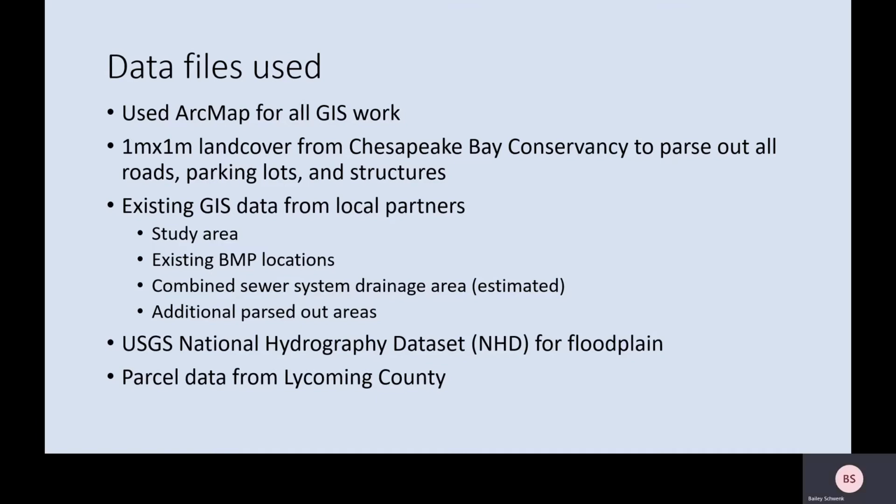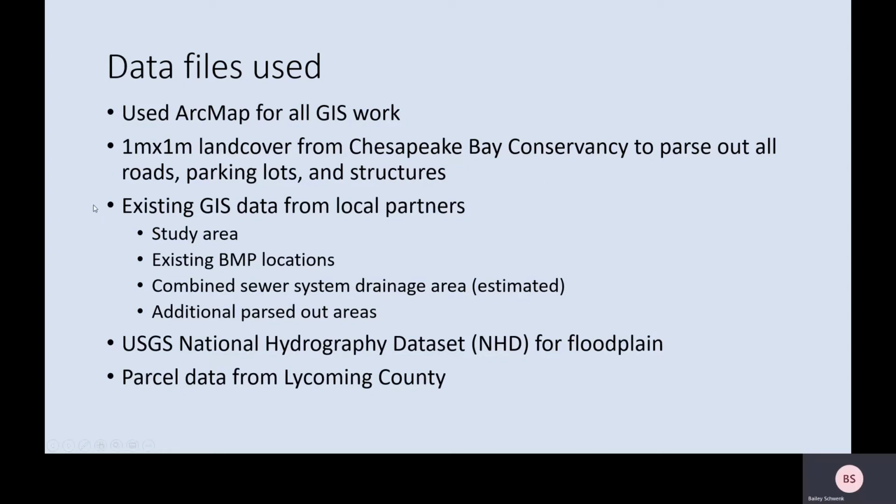The data used in this research was obtained from multiple sources. And ArcMap was used for all of the GIS work in the project. High resolution land cover data, 1 meter by 1 meter, was obtained from the Chesapeake Bay Conservancy and parsed out to determine the location of roads, parking lots, and other structures.